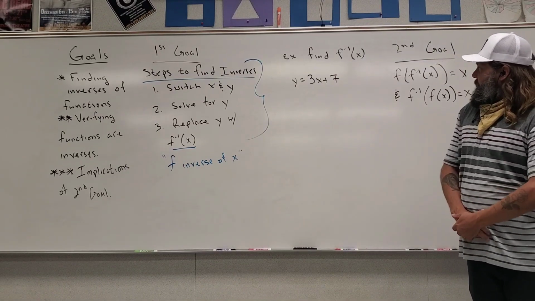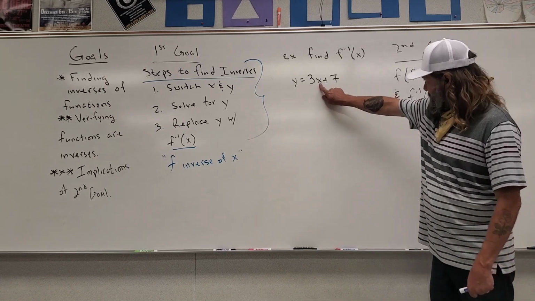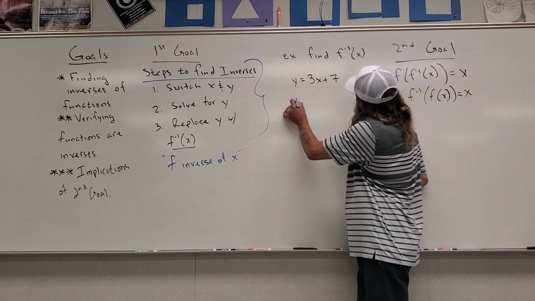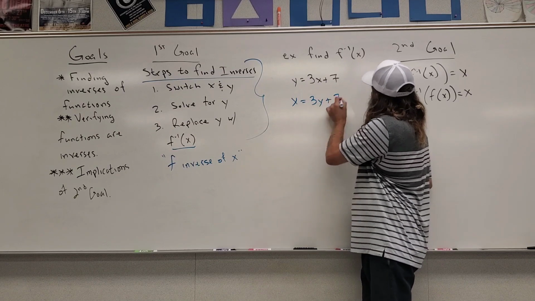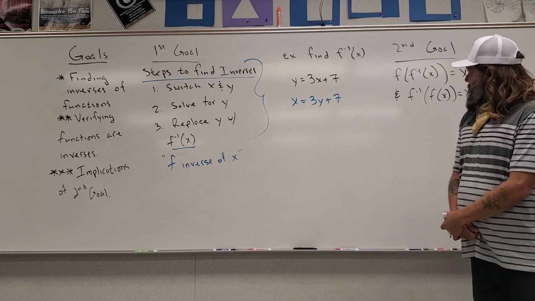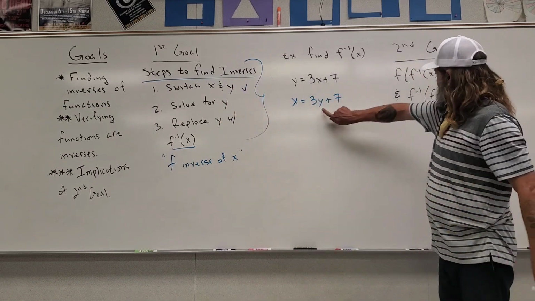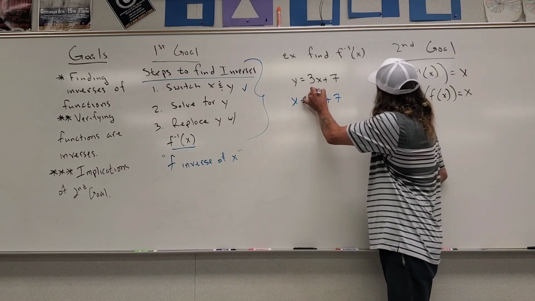So my first step is going to be to switch the x and the y. So this y moves to where that x was, this x moves to where that y was. So now we're going to get this: x equals 3y plus 7. So I did step 1. I switched my x and my y. Now I need to solve for y. I need to get y by itself.